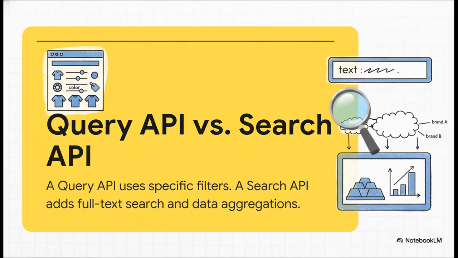But then you have a search API. This is more like typing "comfy blue shirt for summer" into the main search bar. It understands what you mean, it can handle typos, and it can even give you back summaries, like telling you how many shirts it found from each brand.